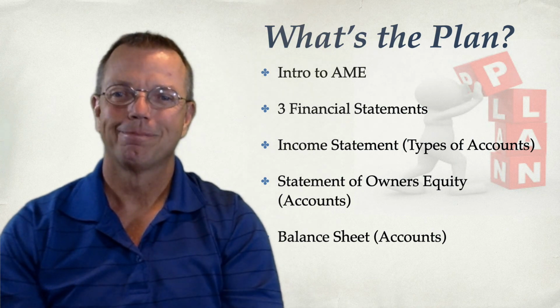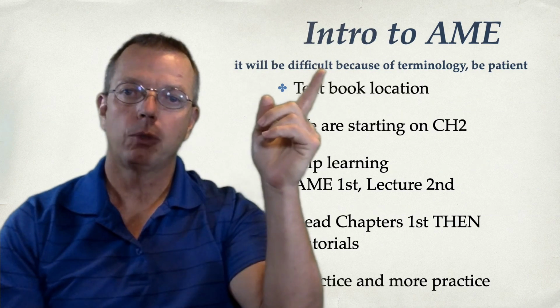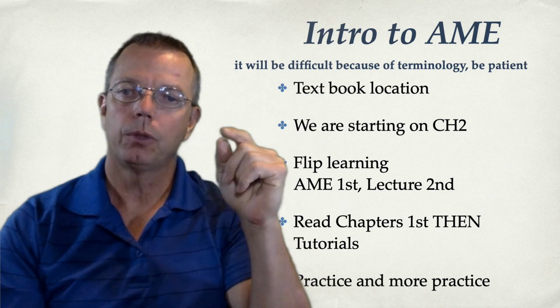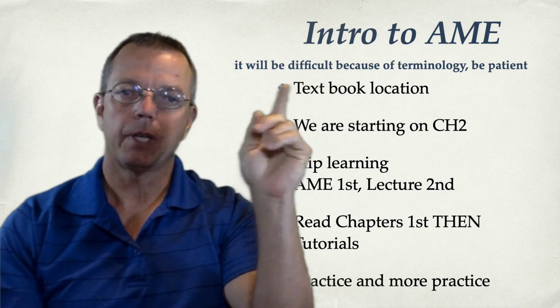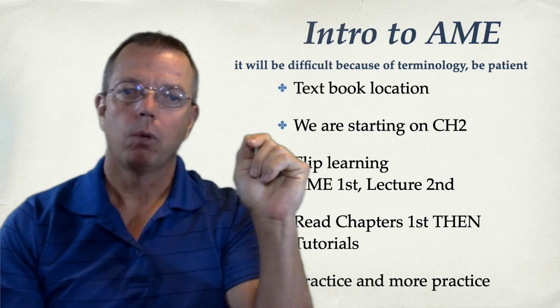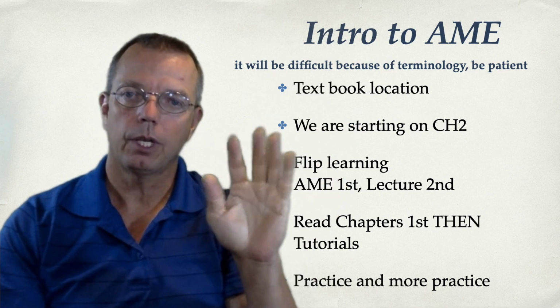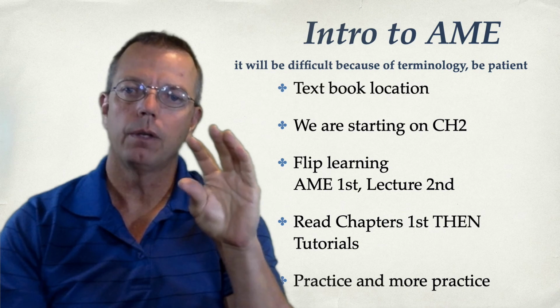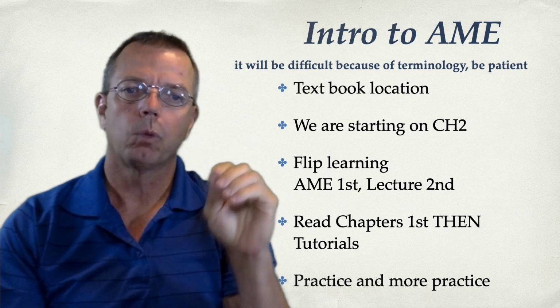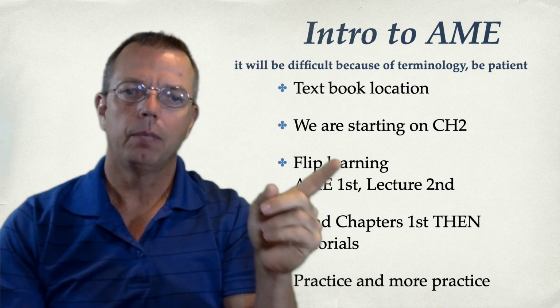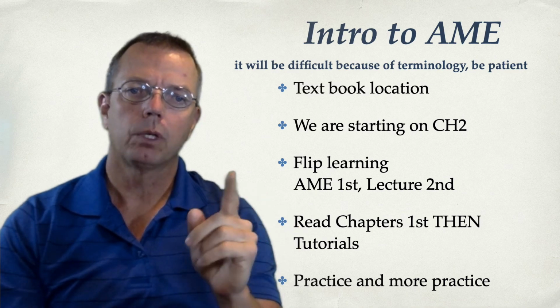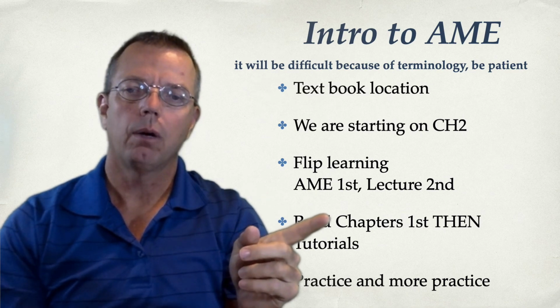Okay. So we're going to go through intro to AIM. So I'm going to do a screen record just right after this video. Textbook location, where we're starting for chapter 2, so you understand, you don't get confused, because there's a lot on the home page. We're going to talk about flipped learning in a minute, and then we're going to continue on and talk about what the process should be.